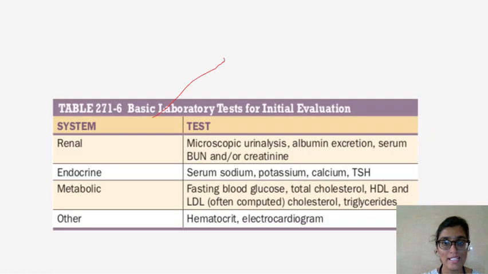Laboratory tests for initial evaluation. Renal system: microscopic urine analysis, albumin excretion, serum BUN and/or creatinine. Endocrine: serum sodium, potassium, calcium and TSH. Metabolic: fasting blood glucose, total cholesterol, HDL and LDL, often computed, cholesterol and triglycerides. Others: hematocrit and ECG.